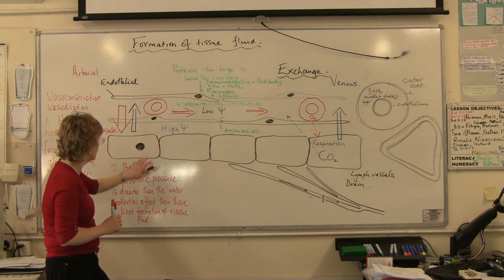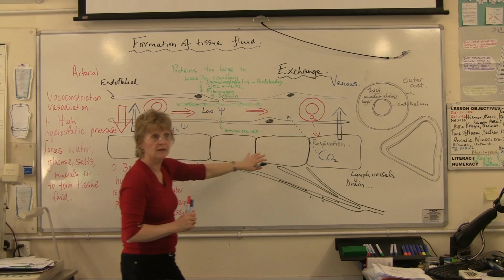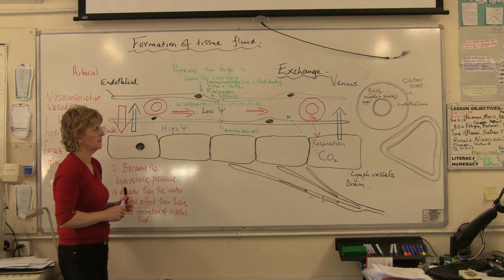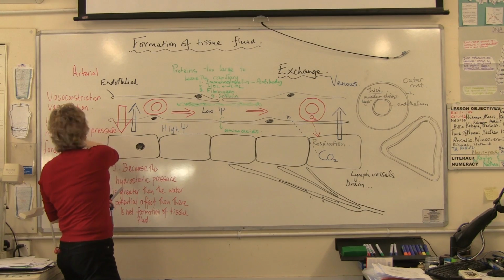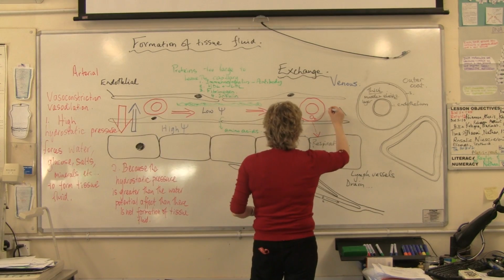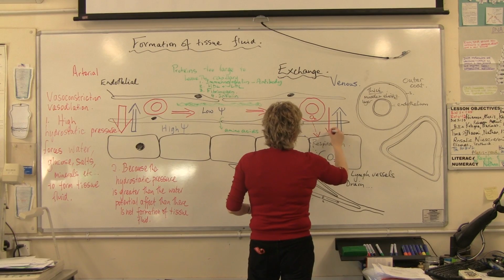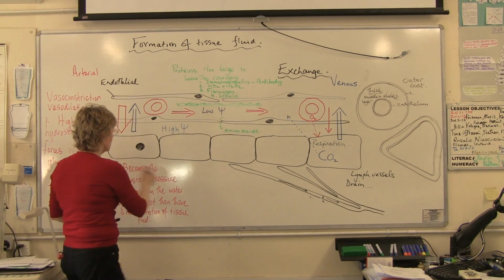So we've been forcing water out as the plasma flows through here. So by the time it gets to the venous end, then there'll be a lower hydrostatic pressure. Excellent. Okay, so I'm going to show that as a narrow arrow. Okay, so let us put that down.